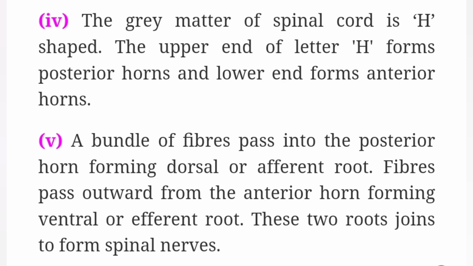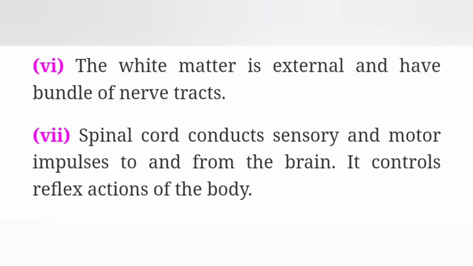Then fifth point, a bundle of fibers pass into the posterior horn forming dorsal or afferent root. The fibers pass outward from the anterior horn forming ventral or efferent root. These two roots join to form spinal nerves. Sixth point, the white matter is external and has bundles of nerve tracts. Then seventh point, spinal cord conducts sensory and motor impulses to and from the brain. It controls the reflex actions of the body.